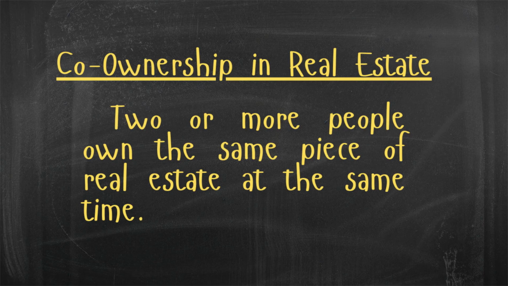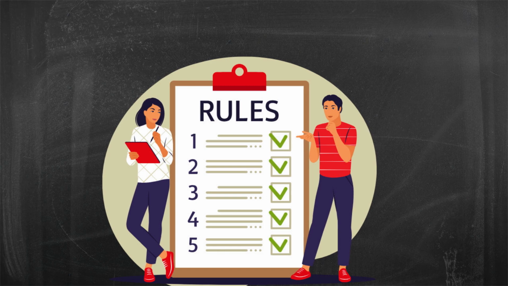Let's jump in and define co-ownership. Co-ownership simply means two or more people own the same piece of real estate at the same time. With some variations from state to state, people can share ownership in different legal ways, and each one has different rules about ownership percentage, transfer of ownership, survivorship rights, and who can participate in the ownership.